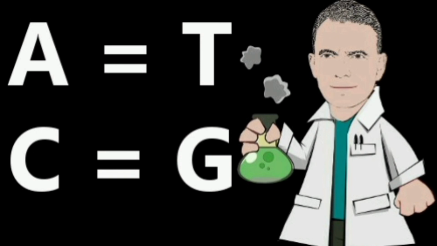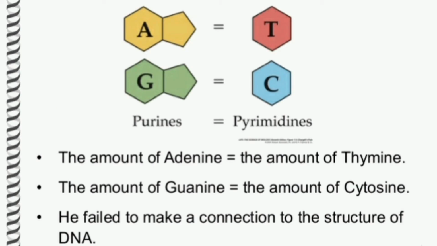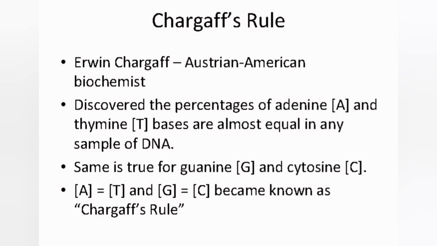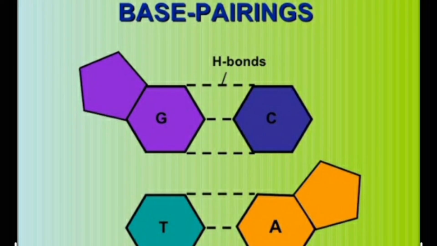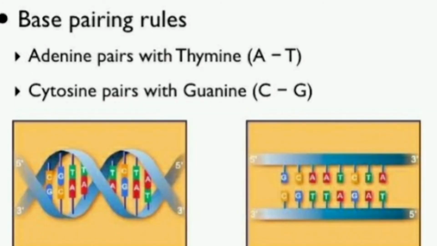Thirdly, the sugar deoxyribose and phosphate residue occur in equal number. Fourth, the purine adenine is equimolar with pyrimidine thymine. Fifthly, purine guanine is equimolar with pyrimidine cytosine. So the basic ratio A plus T by C plus G, that is adenine plus thymine divided by cytosine plus guanine, is specific for a species. So it does not change with age or tissue. The ratio can be used to identify the species.